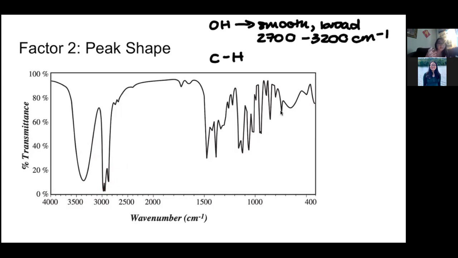And then let's say we're also looking at our alkanes. Those tend to be a little bit spikier, especially the sp3 hybridized ones. Those tend to be below 3000. There's some nuance there. I'll show you what that looks like in a few slides.